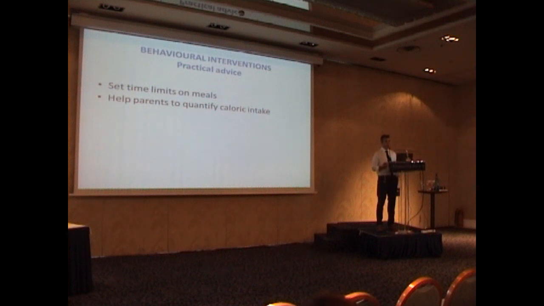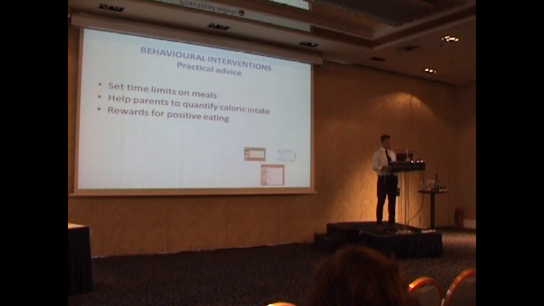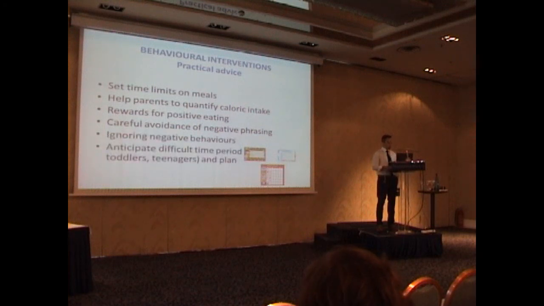We need to help parents quantify calories by teaching families about the calories in foods. Sometimes they can be happy. They know their child has eaten enough because they know the calorie content of the food. We want to give children rewards for positive eating, like sticker charts. We want to avoid negative phrasing. So we shouldn't say to a child, if you don't eat that, you can't have this. We should say, if you do eat this, you can do this. Simple things that make a big difference. And we need to anticipate that there will be difficult times for eating, and they will be during toddler years and during adolescence.